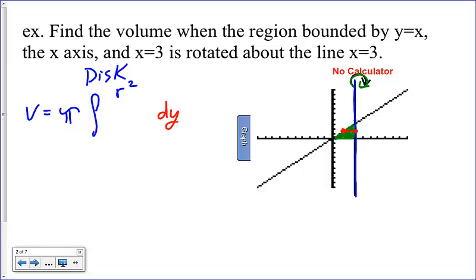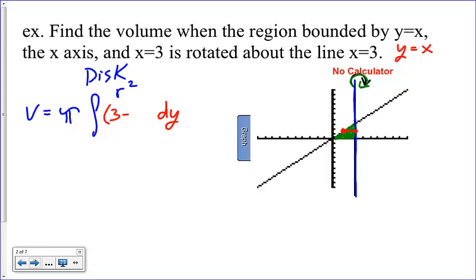Well, top minus bottom worked earlier, so since we're doing it with respect to y, let's do right minus left. The right curve is the blue line. That's the equation x equals 3. So you can just do 3. That's your right curve. Minus the curve on the left. In this case, it's the diagonal line y equals x.